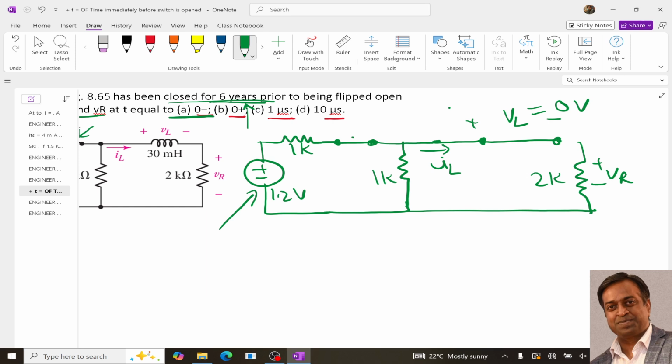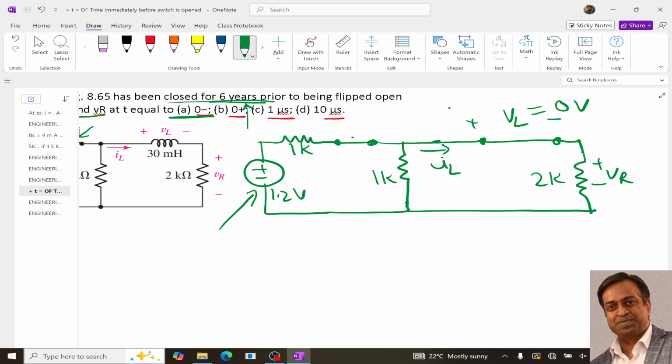So simply we can replace the inductor with a short circuit. Normally we do this: if the current and voltages in the circuit are not changing, then we replace the inductor with a short circuit, and similarly we replace the capacitor with an open circuit. If the current through the inductor is not changing, we replace it with a short circuit. If the voltage across the capacitor is not changing, we replace it with an open circuit.